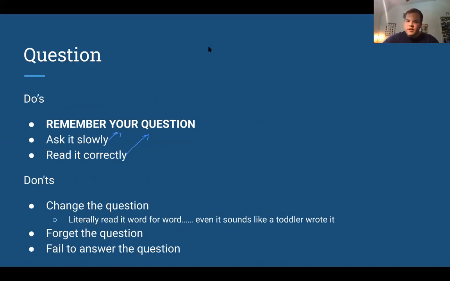But read it slowly, pronounce it and read it correctly, because you're also going to have to give your judge the question so the judge will know what your question is. If it differs because you think it sounds better, the judge is going to be confused. That transitions me into don'ts with your question. Don't change the question. Literally just read it word for word, even if it sounds like a toddler wrote it. Sometimes you'll get questions that sound confusing and you're just going to have to figure it out. But don't change the question. Don't forget the question and don't fail to answer the question. Basically, just remember your question.